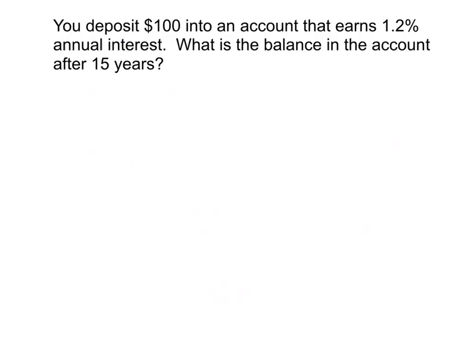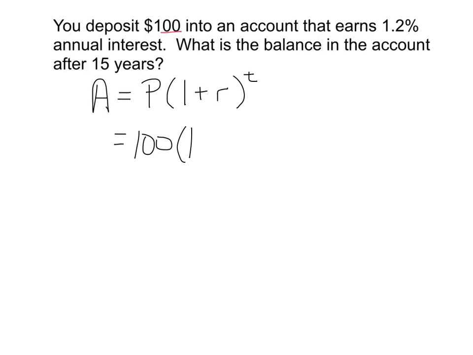So let's use that formula to find an answer to this question. We've got A, our amount, equals the principal times 1 plus the interest rate raised to the number of years. So we're depositing $100, that's our principal. So we've got A equals 100 times 1 plus. The account earns 1.2% annual interest. Now when we operate with percents, we've got to make that a decimal. So 1.2% looks like 0.012, raised to the t, 15 years.